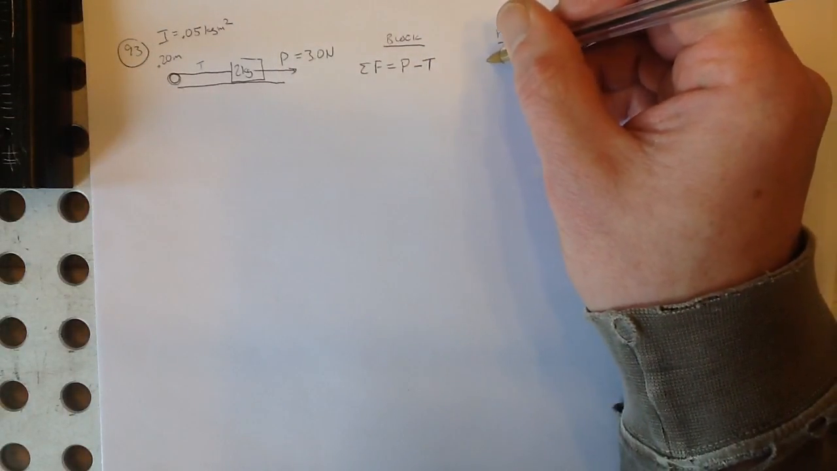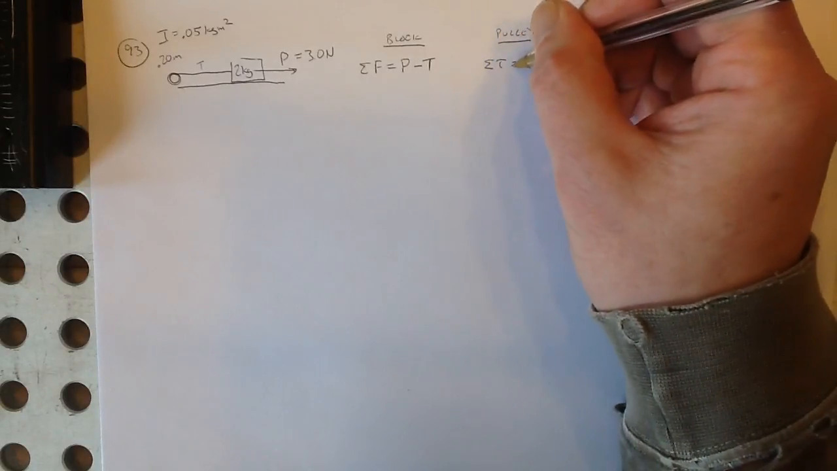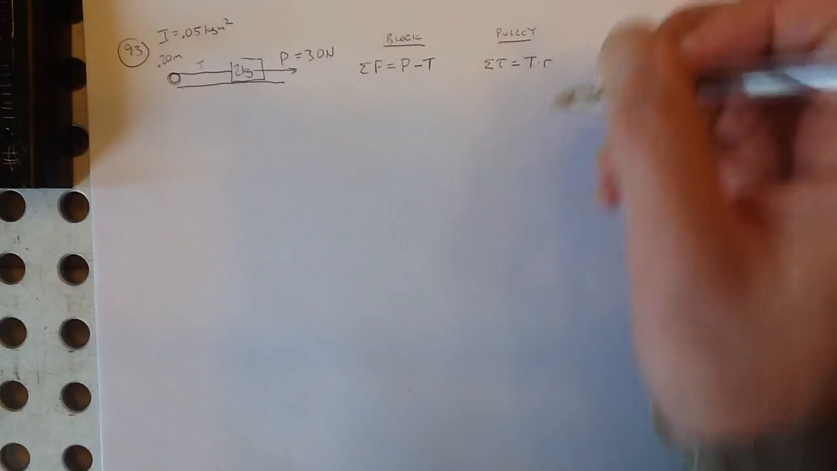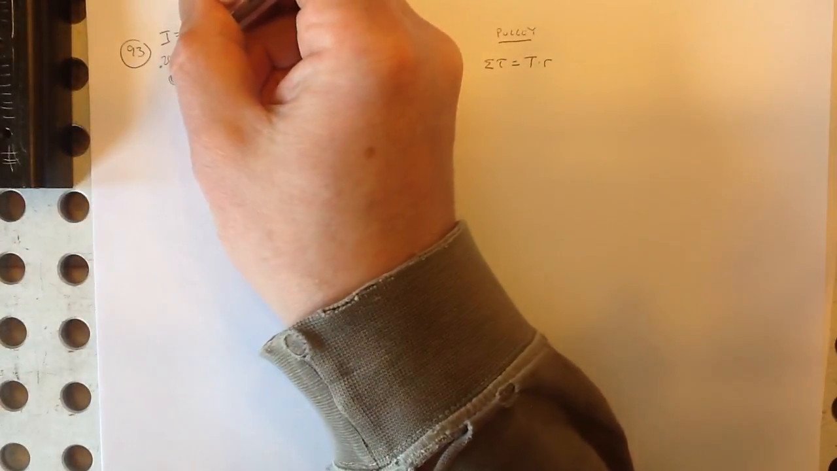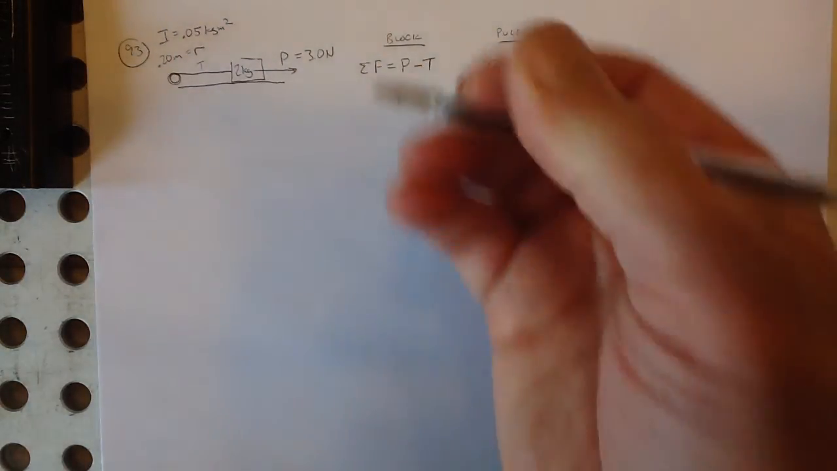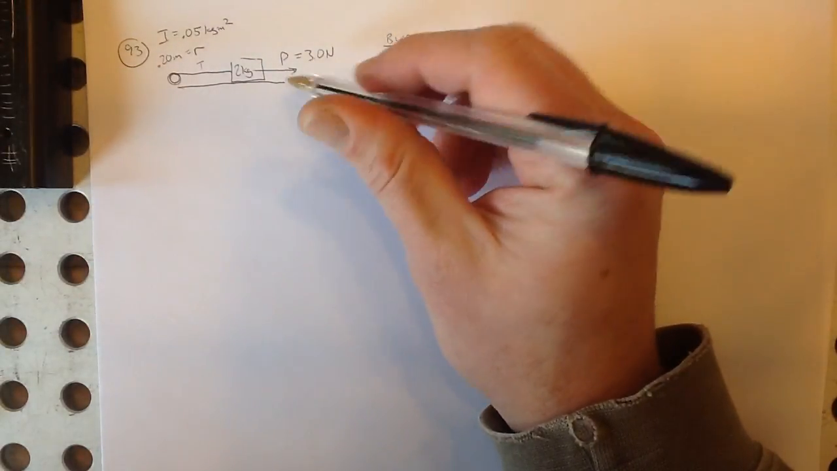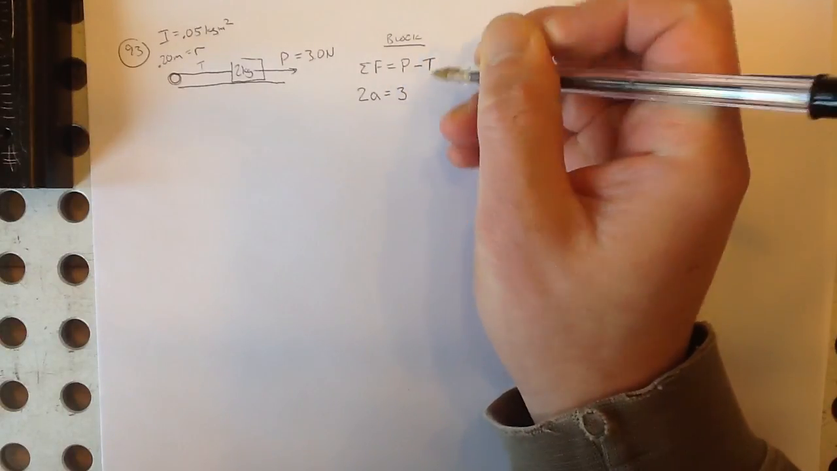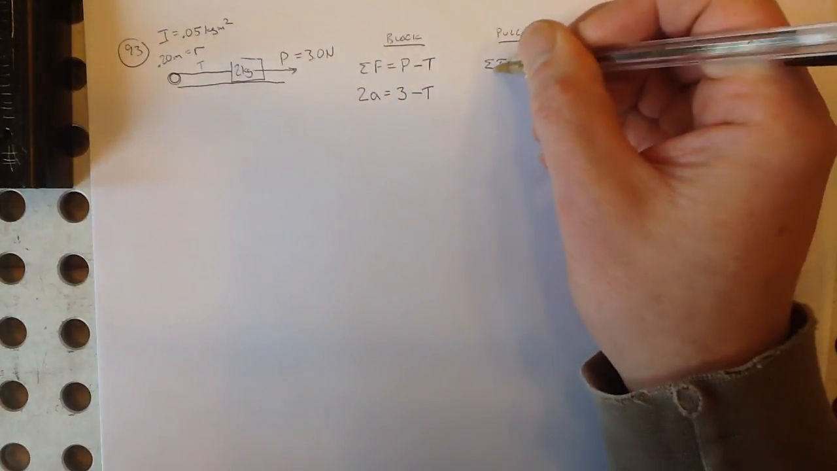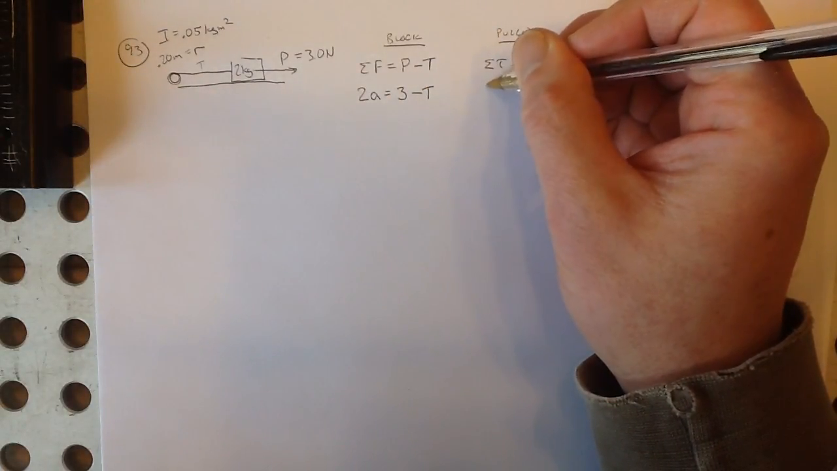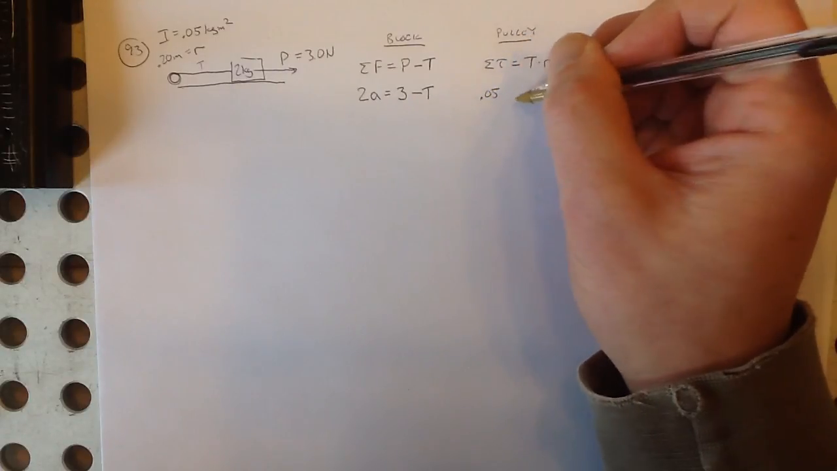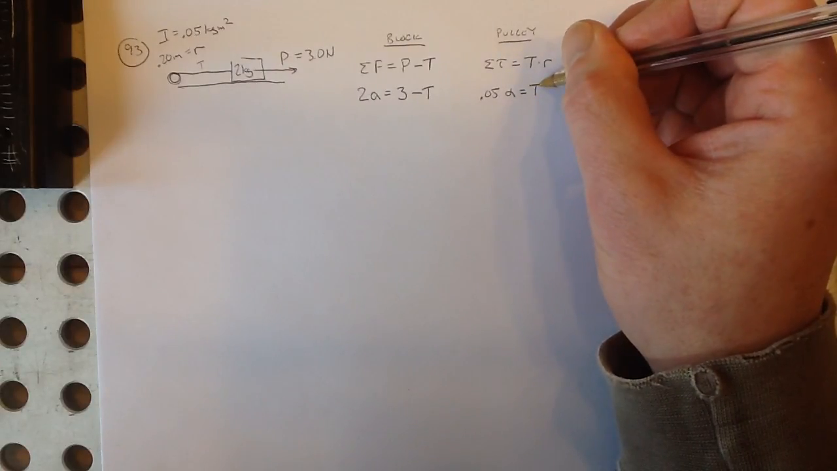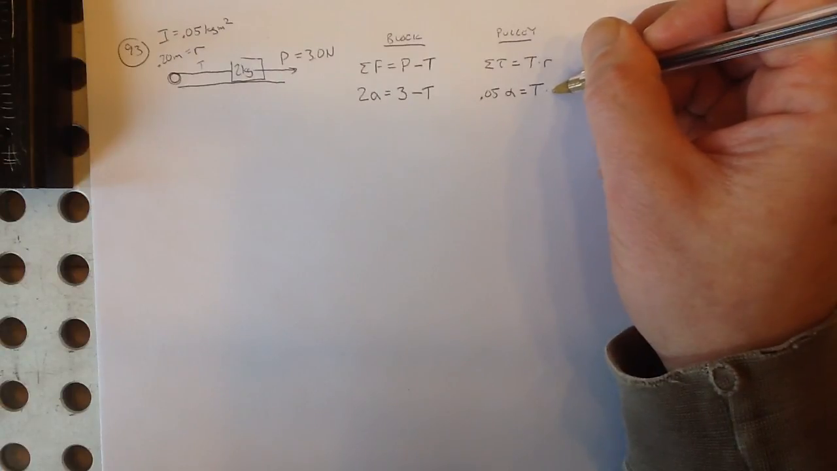And for the pulley, the sum of all torques on the pulley. The pulley only has one torque on it from the cord, T times R. This is the R, sorry, I should label that. Alright, so let's start filling this stuff in. The mass of the block is 2 kilograms times acceleration is equal to P, the pulling force, which is 3, minus T. Here the moment of inertia is 0.05 times alpha is equal to T, which I don't know, times R.